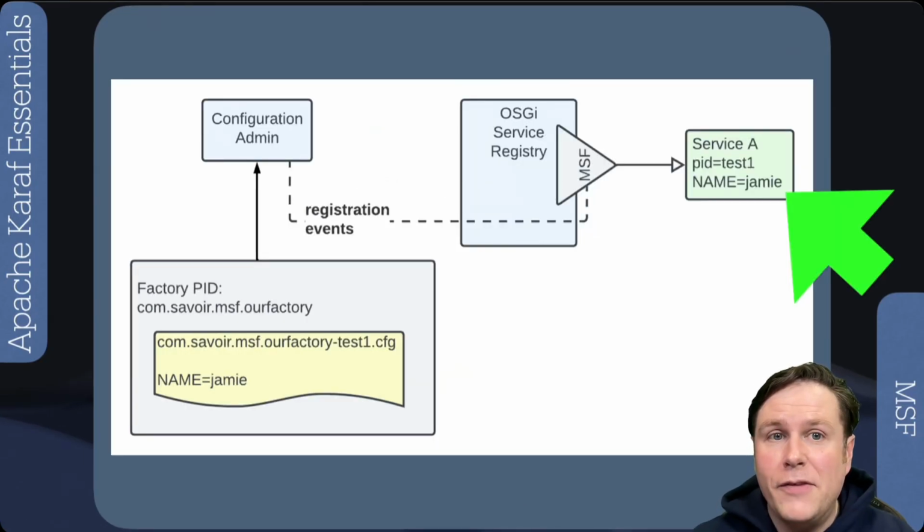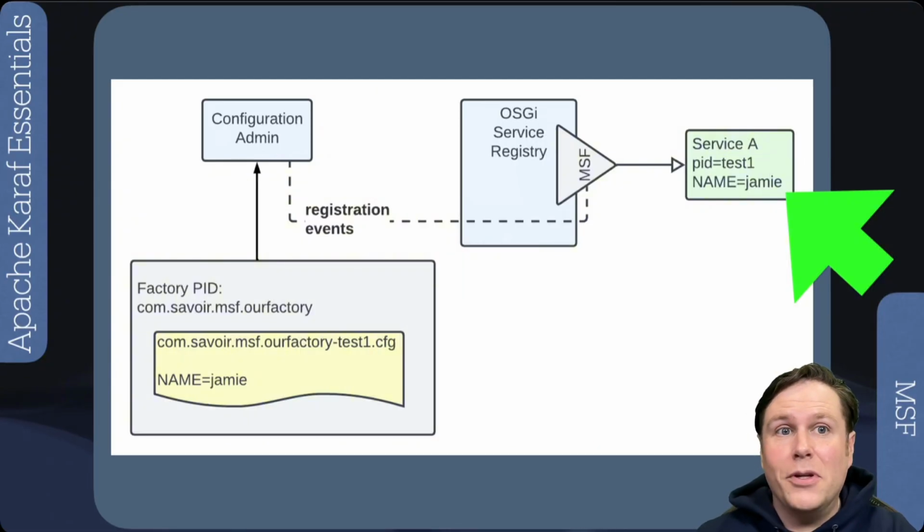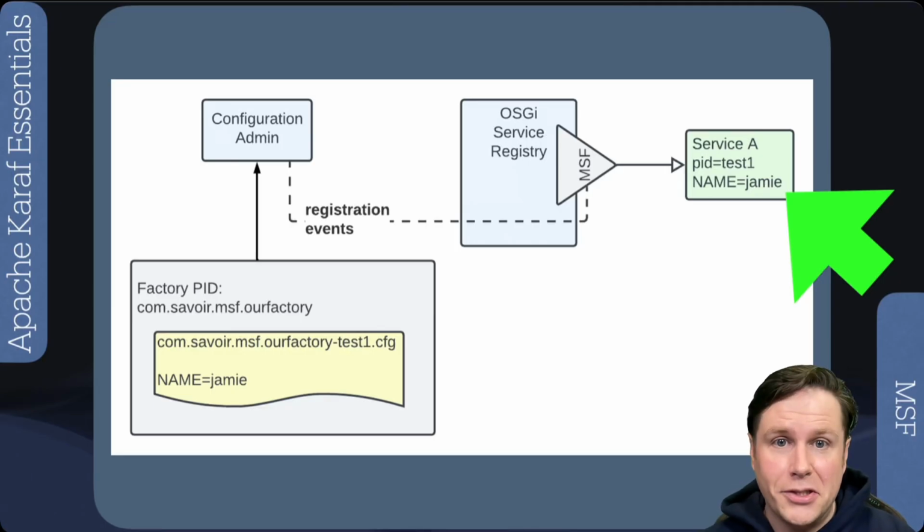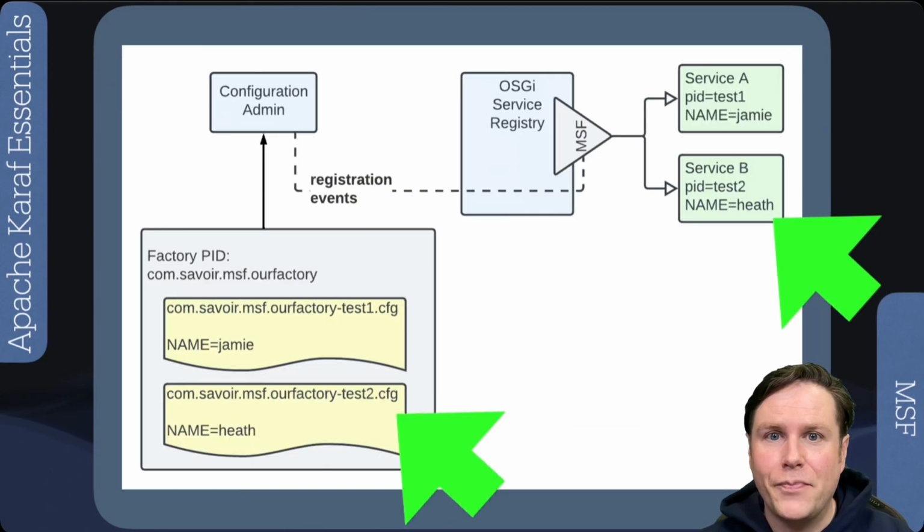After we've installed that first config file and config admin has read it, it will inform the MSF, and it's going to take that information and run an update. At that point, the MSF is going to instantiate your service interface. Pretty cool, and that means you're going to have running code in the JVM.